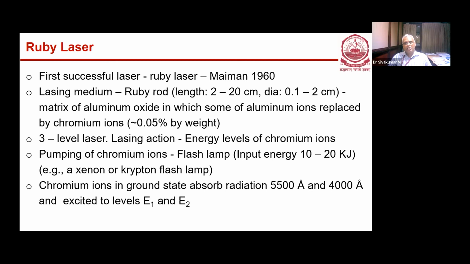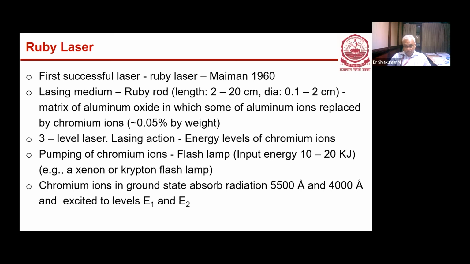So the lasing action takes place between the energy levels of chromium ions. The aluminum oxide is used to host the chromium ions. Pumping of the chromium ions is done by a flash lamp. A xenon or krypton flash lamp can be useful for exciting the chromium ions to a higher energy level. And what is the absorbing wavelength? You can see here 5,500 angstrom to 4,000 angstrom, and it is levels E1 to E2.